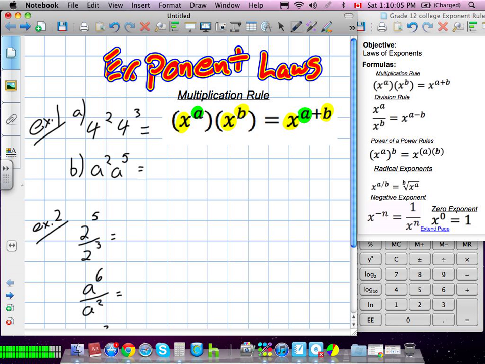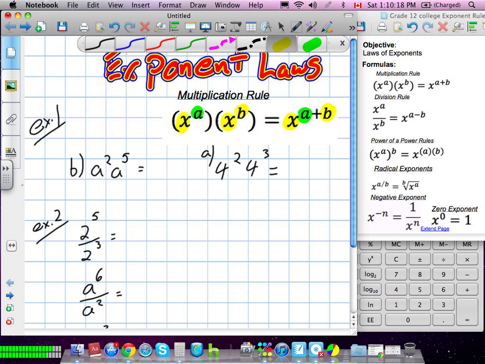Okay. So in our very first example, we'll make some room here. Our base is the number 4. So in our answer, what's the base going to be? And we just add the two exponents together. So we get 2 plus 3. Our final answer will be what? 4 to the power of 5.